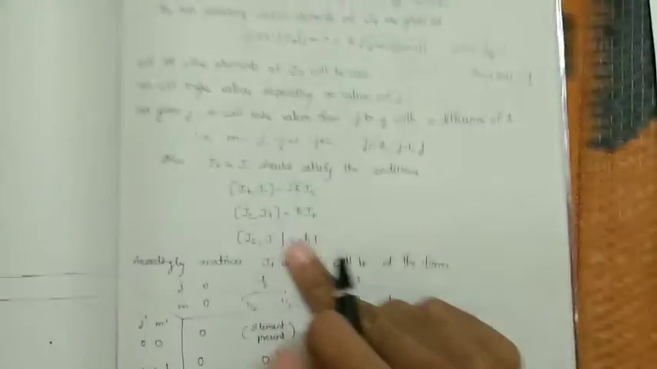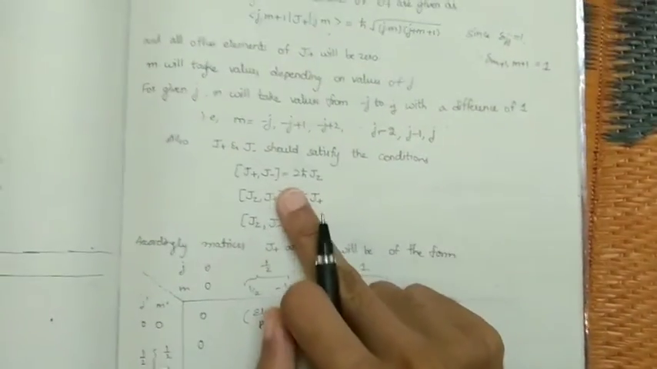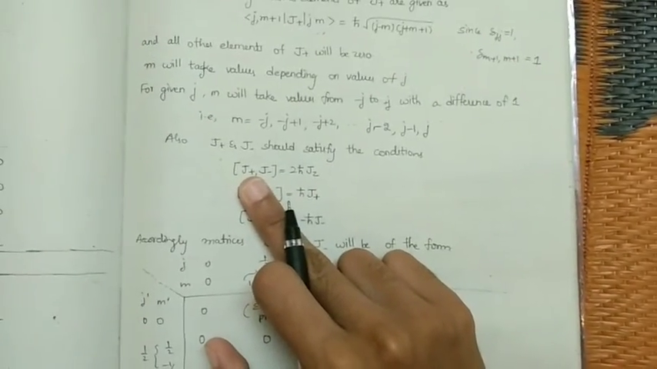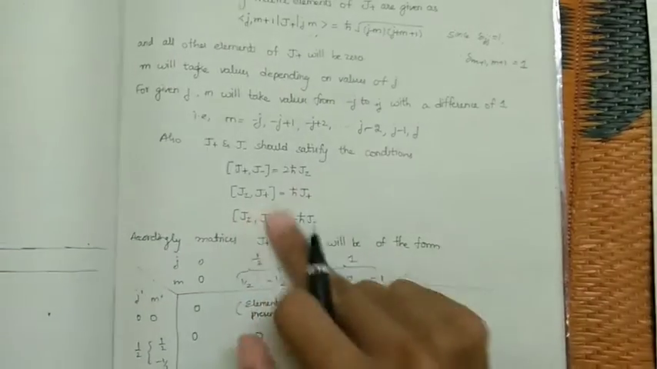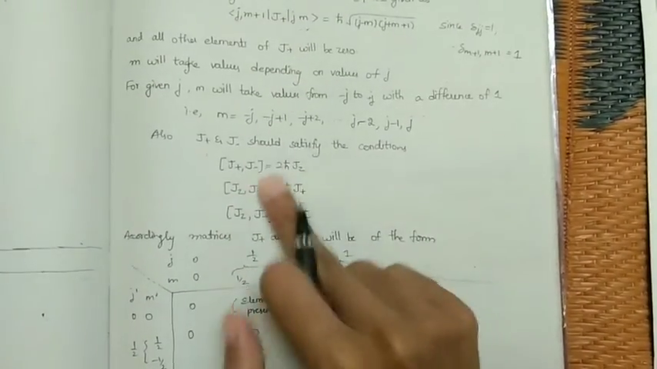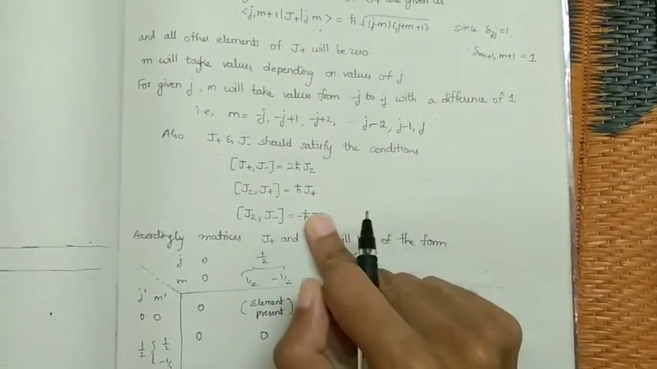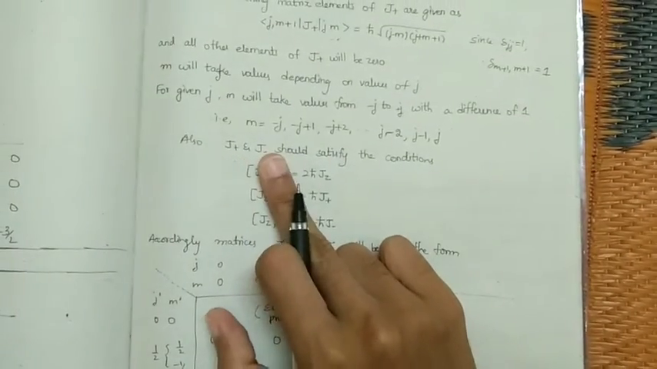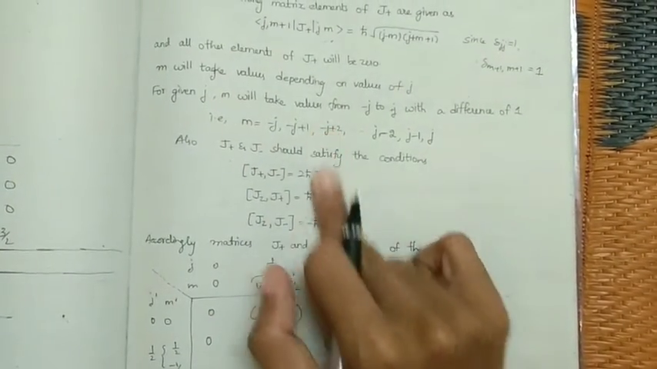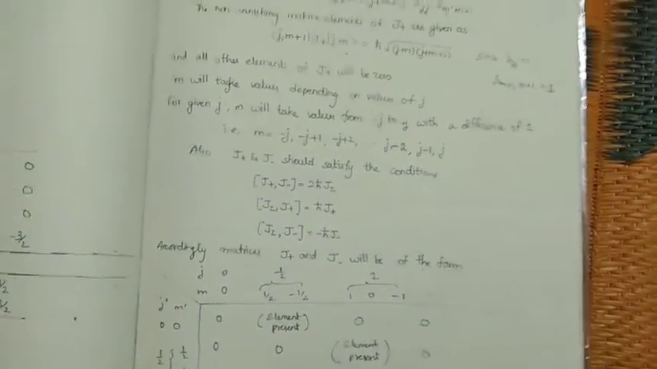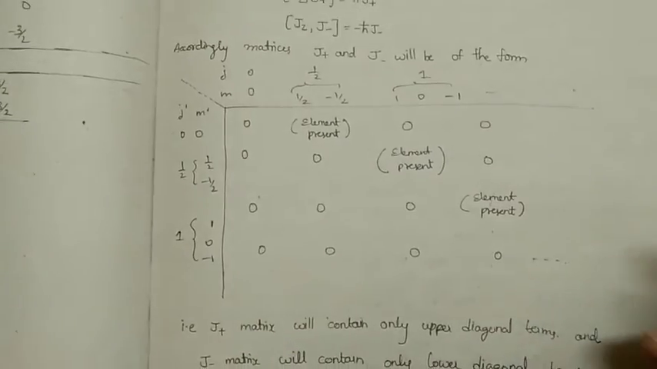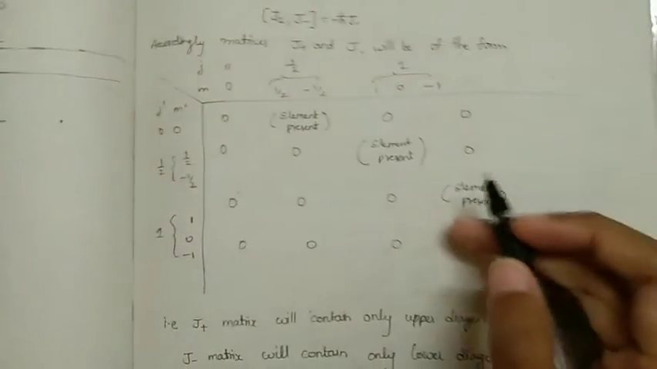These you can derive from the commutation relations by replacing J plus by Jx plus i Jy and J minus by Jx minus i Jy, and applying angular momentum commutations, we would get these values. So these J plus and J minus matrices must also satisfy these rules. Accordingly, matrices J plus and J minus will be of this form.